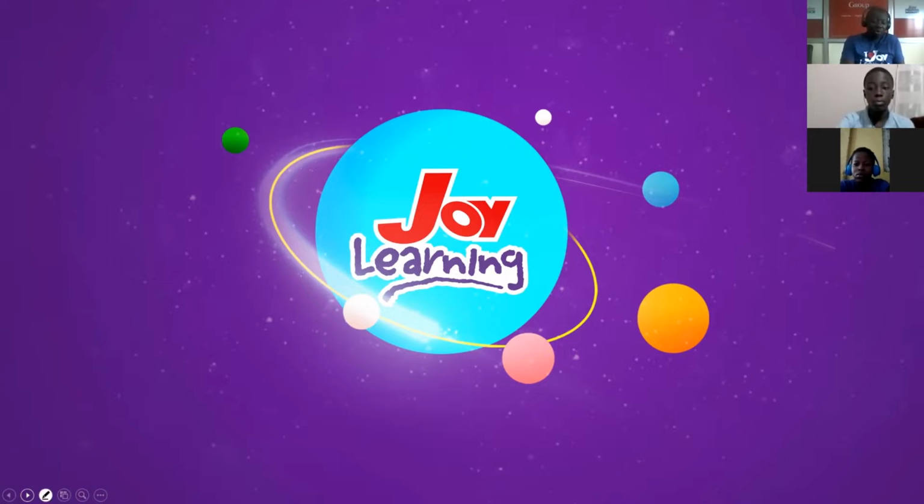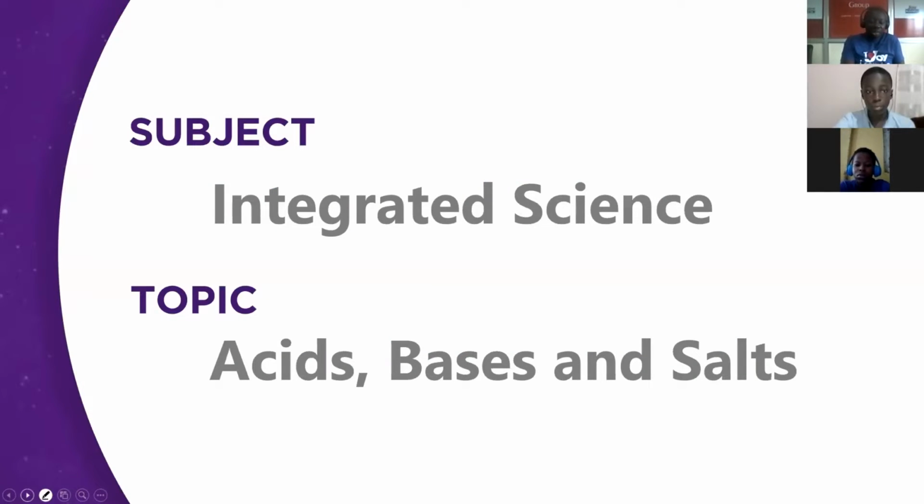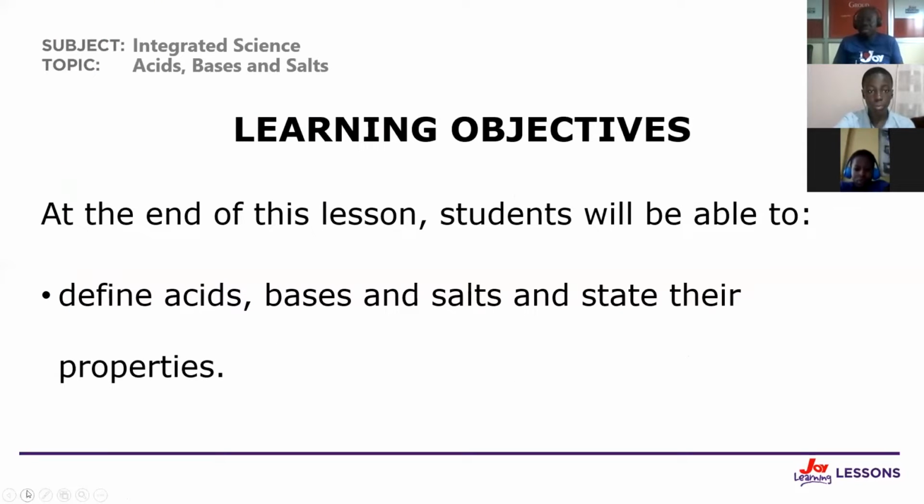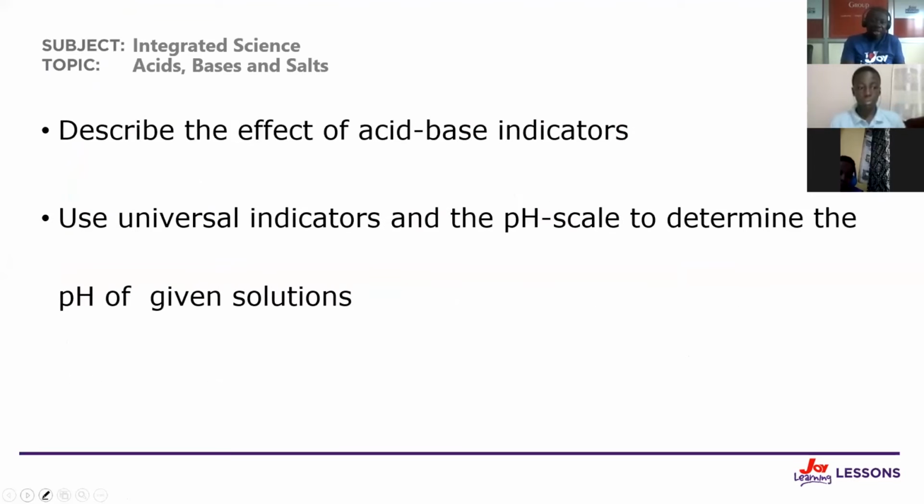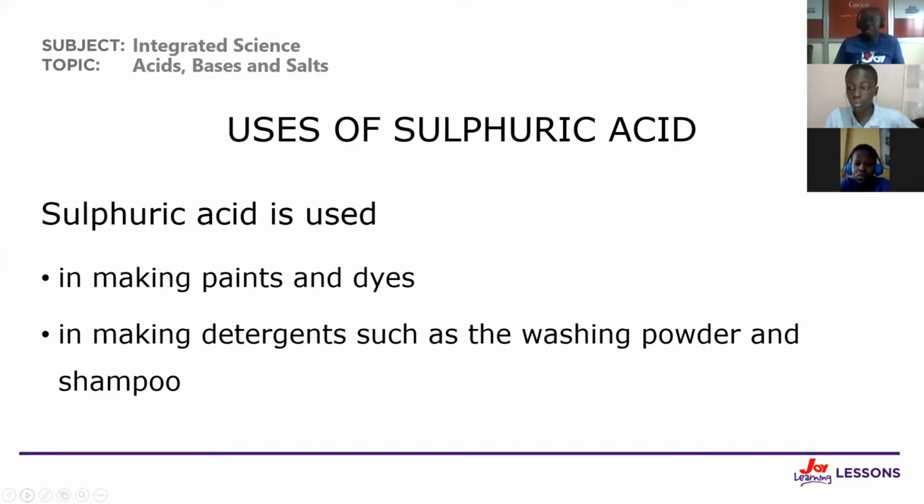And before we start our lesson, we will have to look at the learning objectives. By the end of this lesson, I encourage all of you to know how to define acids. We should be able to also define bases and salts and state their properties, like some of the properties I mentioned earlier. Now, after that, you should be able to describe the effect of acid-base indicators. And then last but not the least, the use of universal indicators and the pH scale to determine the pH of a given solution. So like I mentioned in my preamble, we were talking about the uses of some acids.